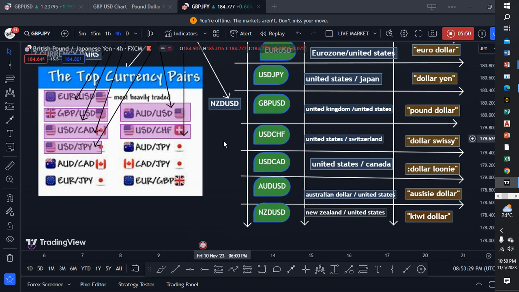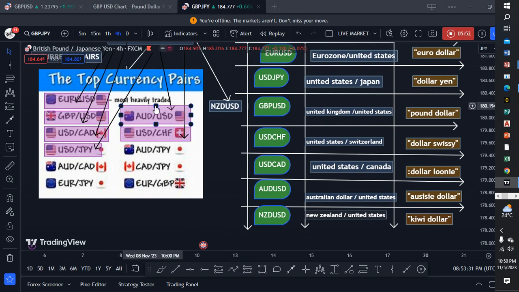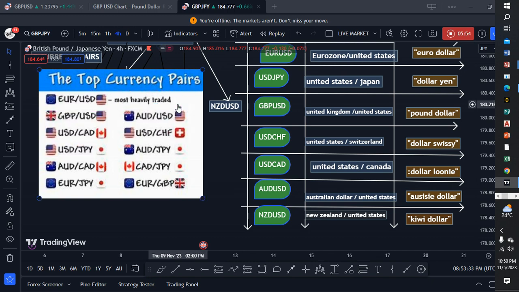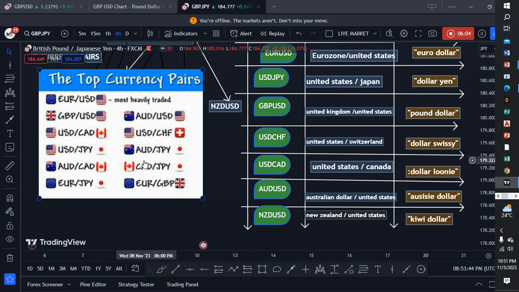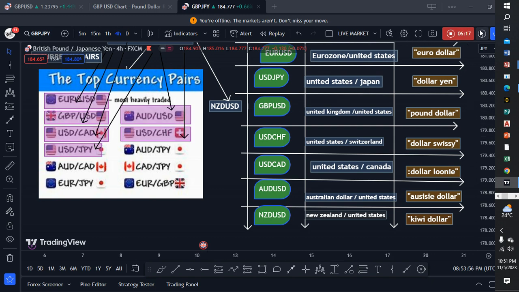For example, Euro USD is heavily traded. This means it has what? More people trade the Euro USD currency pair at a higher volume than the Australian dollar USD. This one is traded more than the Aussie dollar. So this means that the Euro USD is more liquid than the Australian dollar USD. So that's what it means by liquidity.